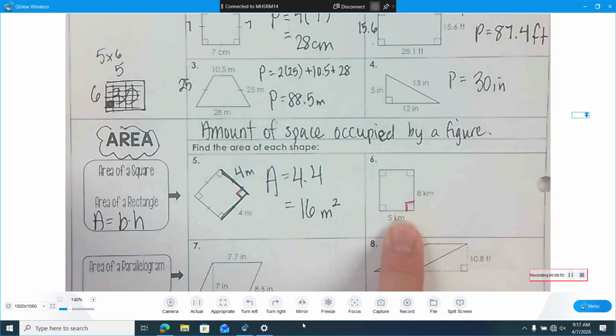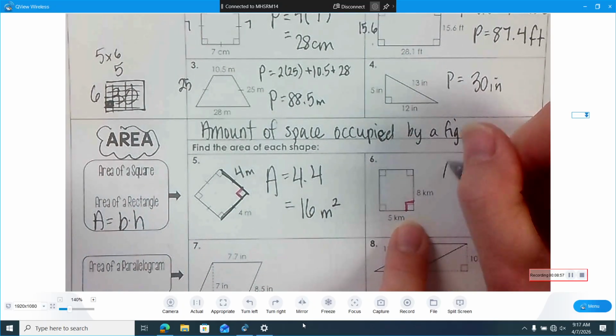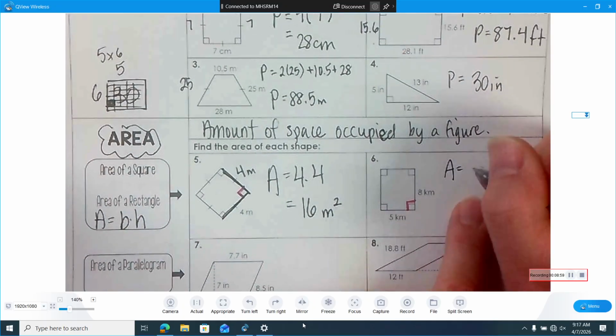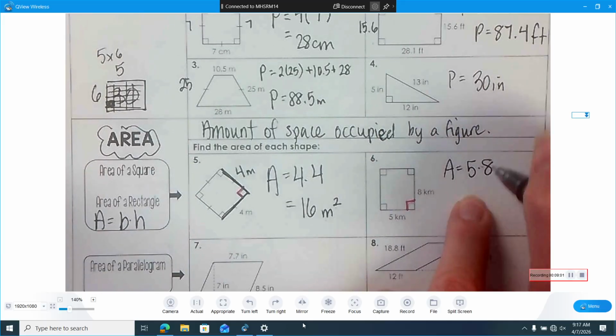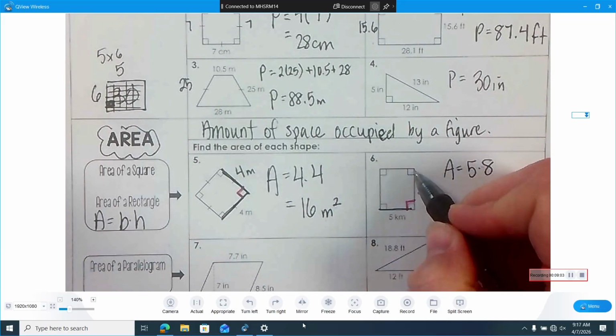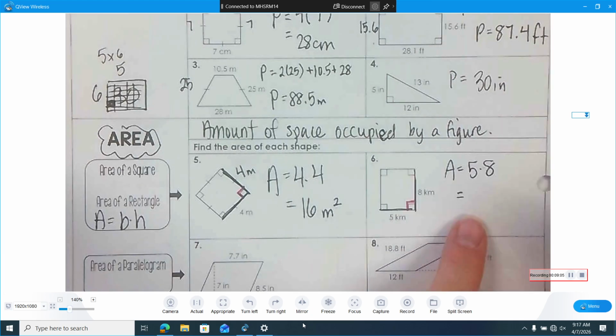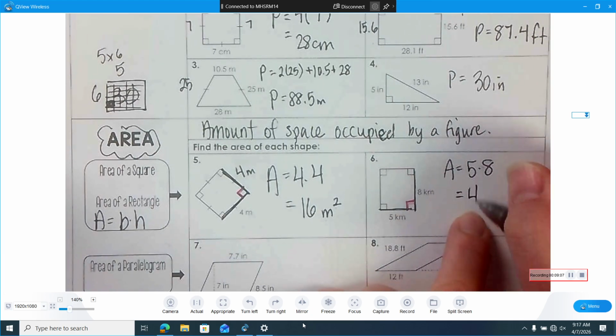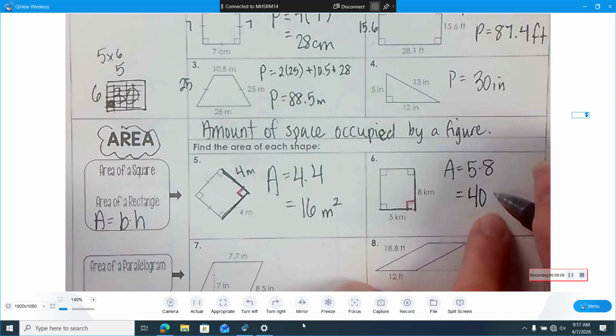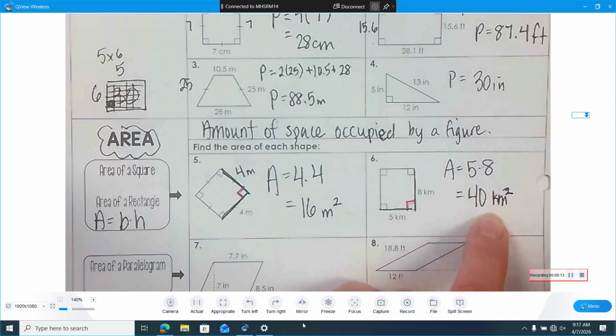What's the area for number 6 here? So 5 times 8, so base times height, and what is 5 times 8? 40, and what's the units? Kilometers squared, yeah, kilometers squared.